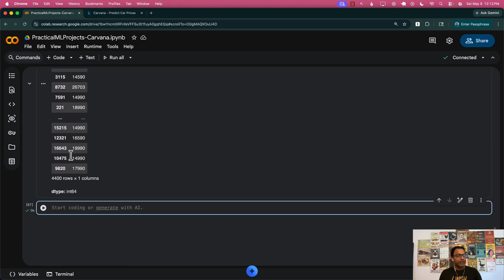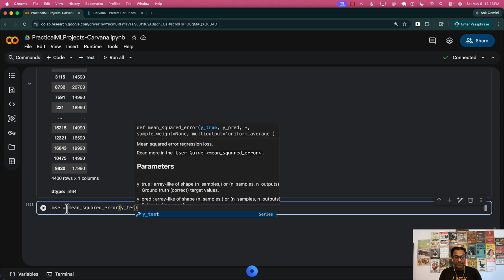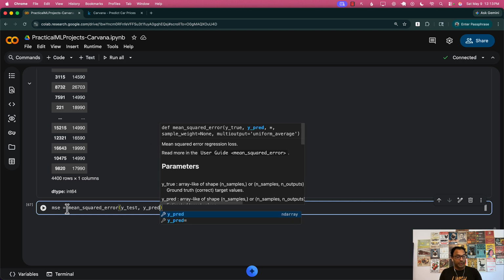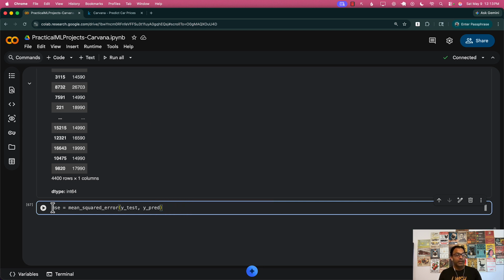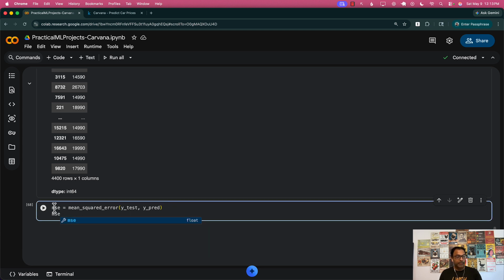Okay, so everything is there. That's fine. And now we can actually find out the mean square error, which will be simply calling the function mean square error and passing in the test data, basically the actual data, and the prediction. So this is going to give us the mean square error. And let's actually print it out.